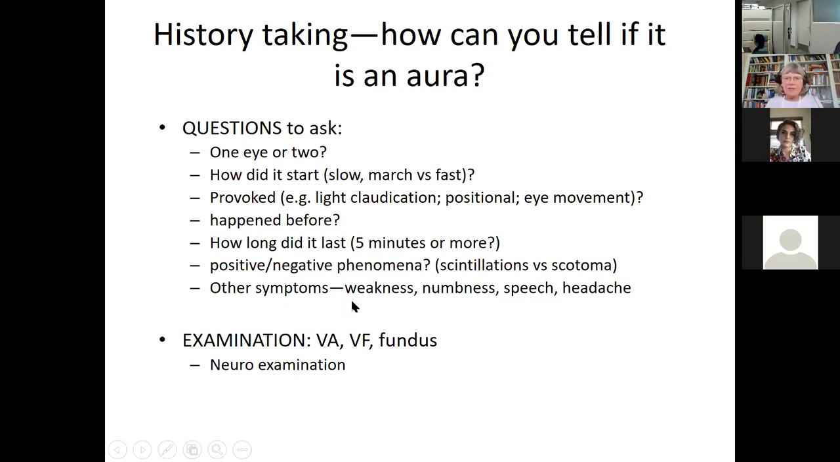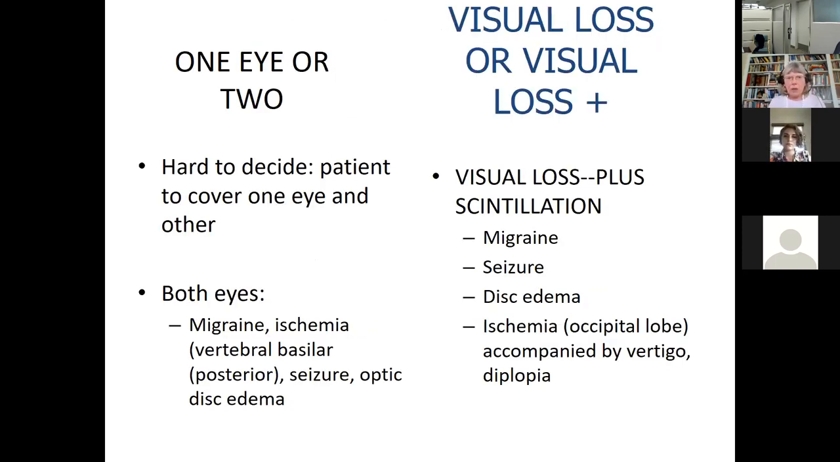And then I always ask about other things, weakness, numbness, speech, because you're going to see that those types of auras can also accompany visual auras. And then, of course, do they have a headache? And then, of course, a full neuro exam, checking acuity, checking visual fields, and checking the fundus. So the one eye or two is extremely important.